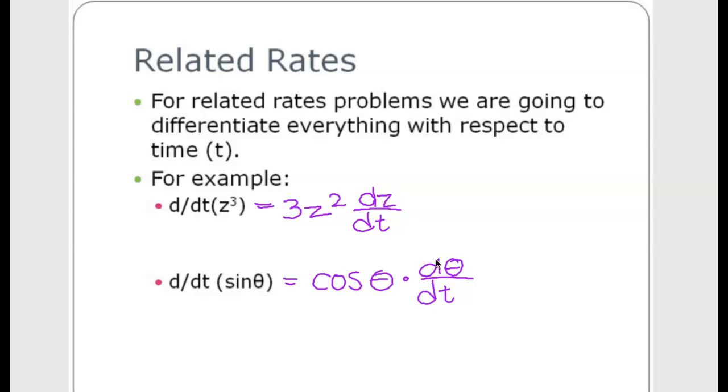Because it represents the change in theta with respect to the change in time. A related rate is the change in theta with respect to the change in time. And what's happening as we work into related rates is that we are going to change from just having a single variable to multiple variables.